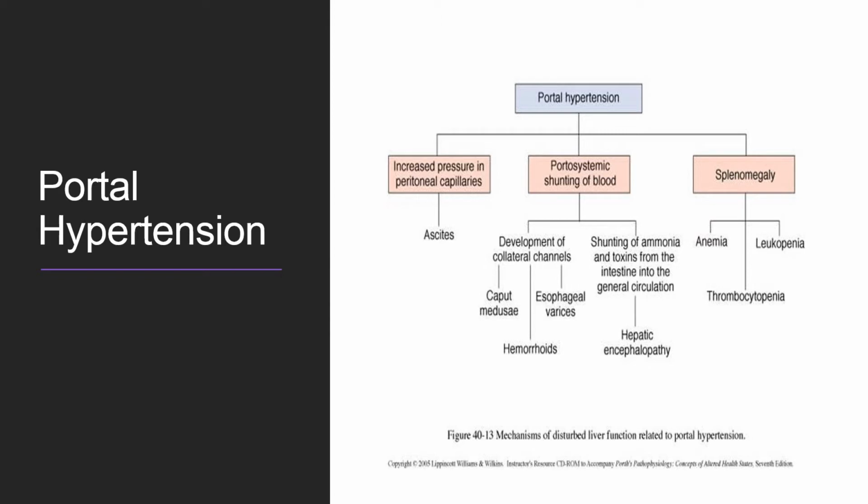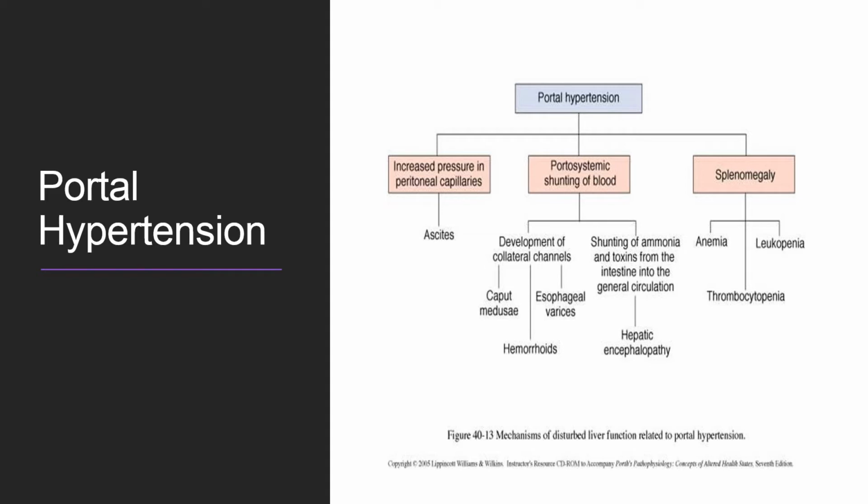Let's get into portal hypertension in a little more detail. Portal hypertension is when there's increased pressure throughout the portal venous system, and that results from the obstruction of blood flow into and through the damaged liver. This most often occurs with hepatic cirrhosis, but it can also occur in a non-cirrhotic liver disease.